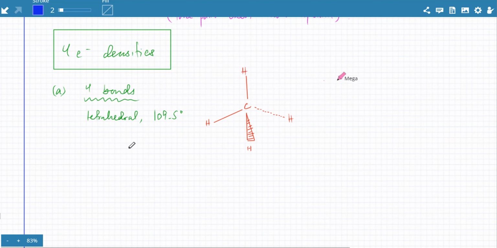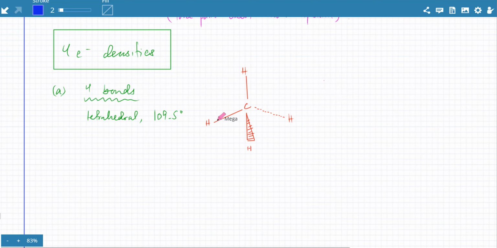Imagine looking at it from the side. This would be the pyramid, and this H would be sitting on top of it. So it's a three-sided pyramid with a hydrogen sitting on top of it. This is called tetrahedral, and all the angles are going to be 109.5.